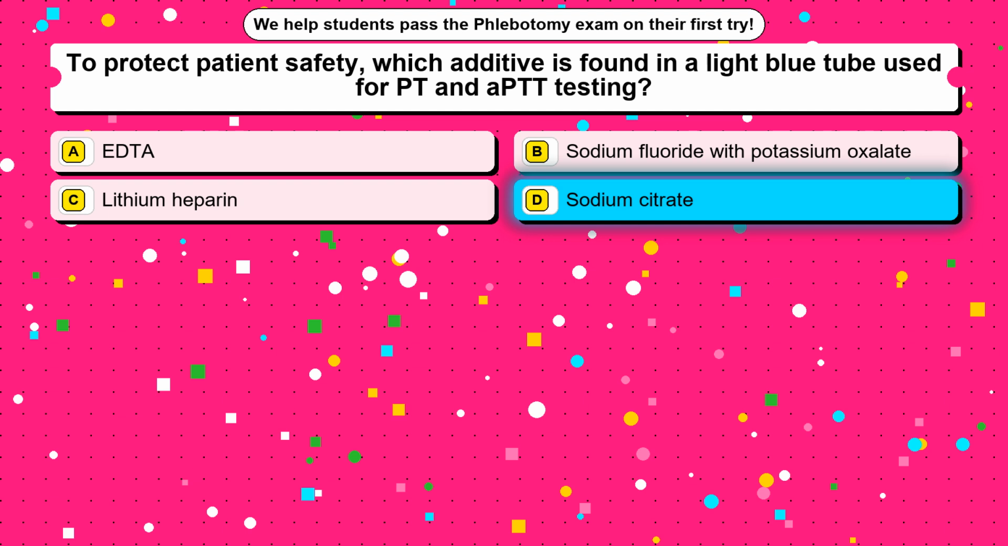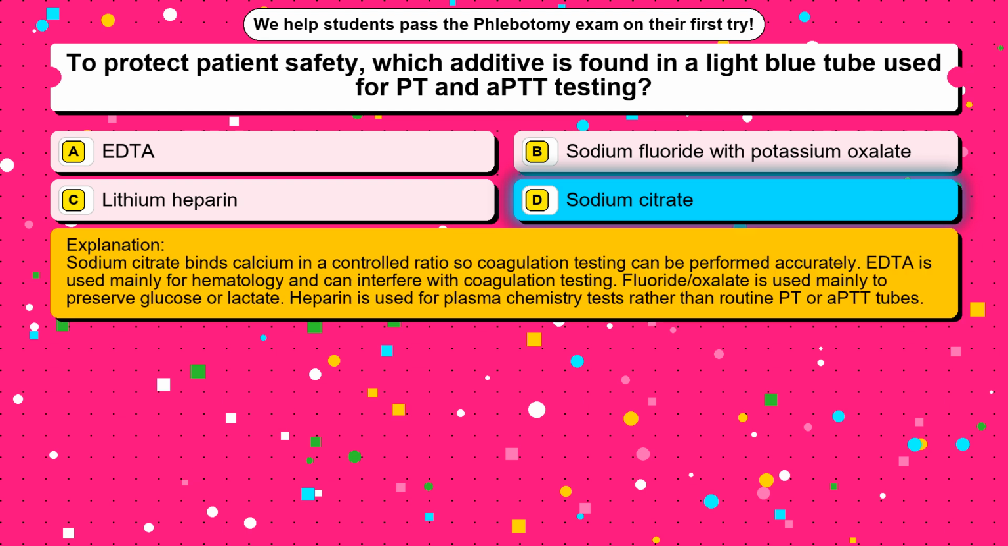Sodium citrate. Sodium citrate binds calcium in a controlled ratio so coagulation testing can be performed accurately. EDTA is used mainly for hematology and can interfere with coagulation testing. Fluoride/oxalate is used mainly to preserve glucose or lactate. Heparin is used for plasma chemistry tests rather than routine PT or APTT tubes.